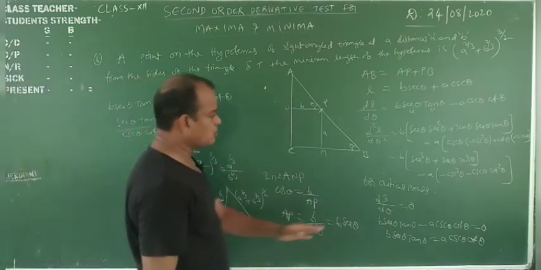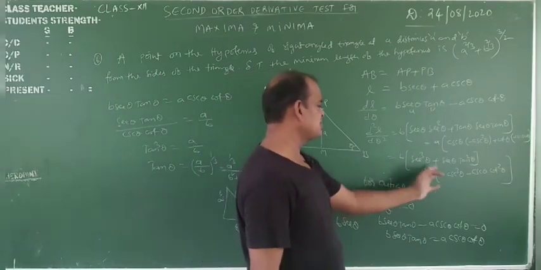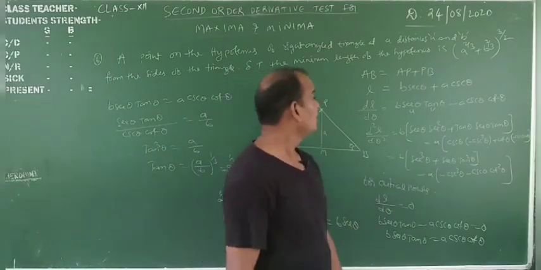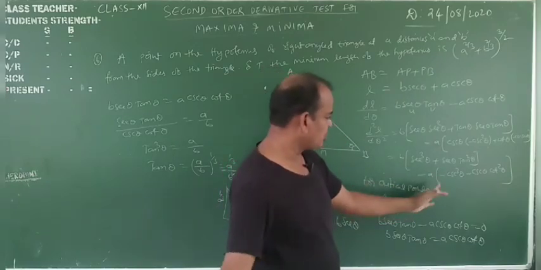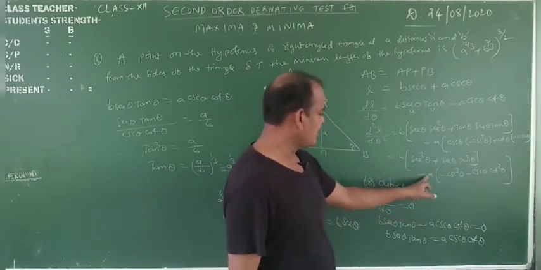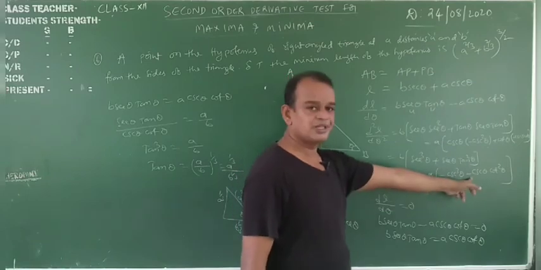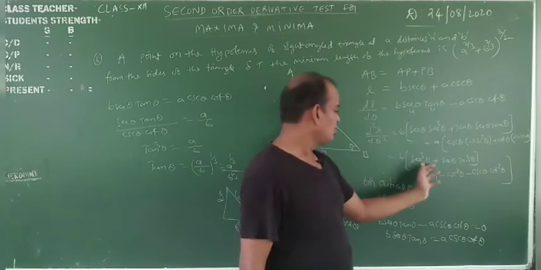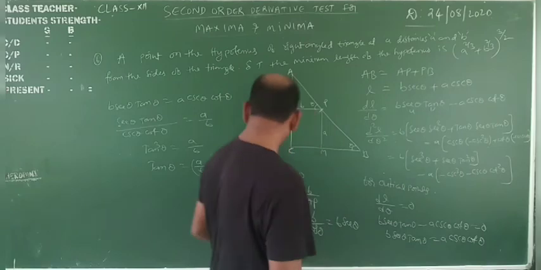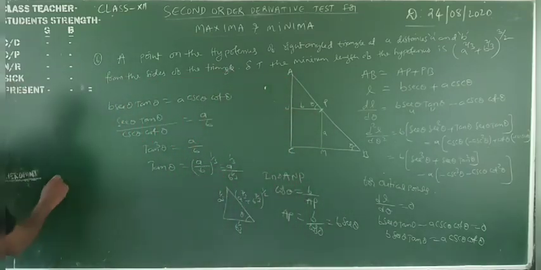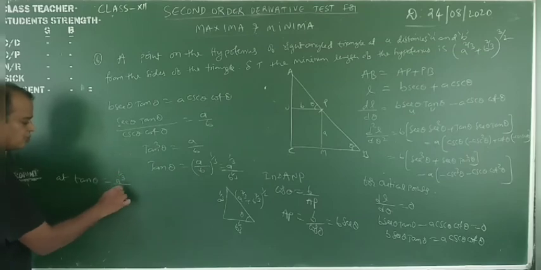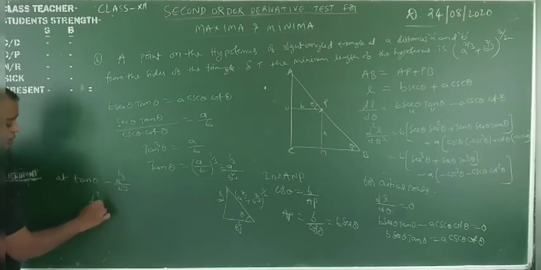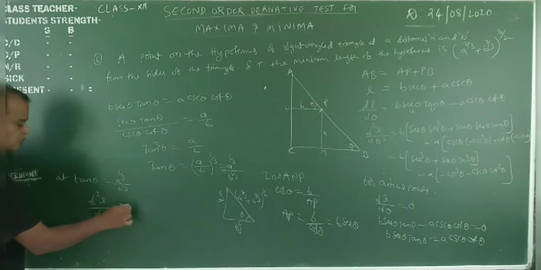At theta you have to substitute here. This is 100% positive, no problem at all. It is the minimum. Observe that: here minus is there, minus into minus is plus, totally positive. No negative value. At tan theta is equal to A power 1 by 3 by B power 1 by 3, what is the second order derivative? d square L by d theta square is positive, which means the length of the hypotenuse is minimum.